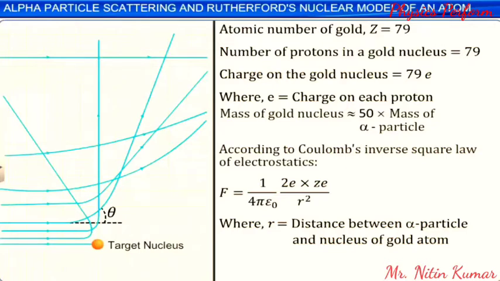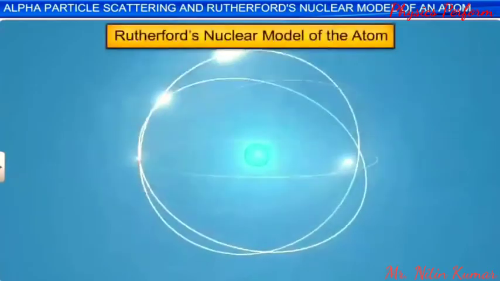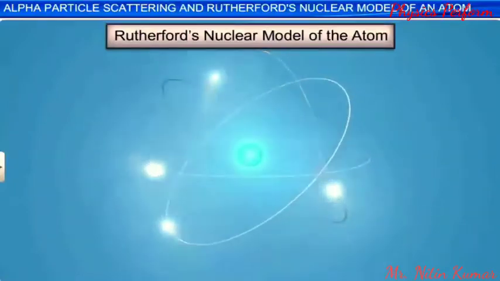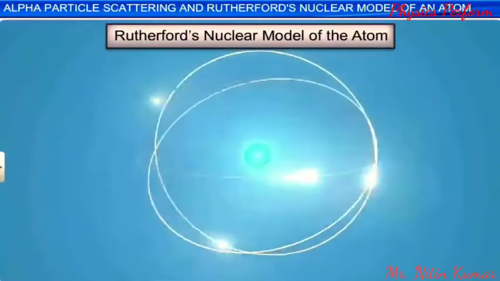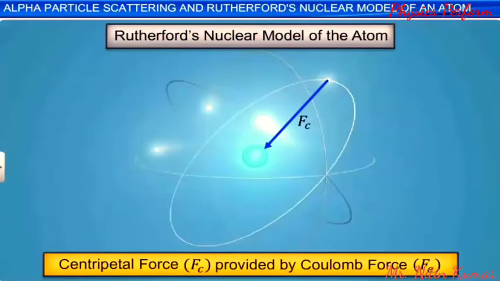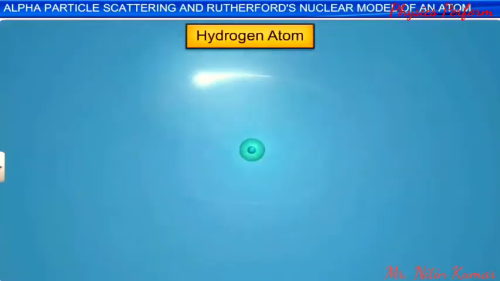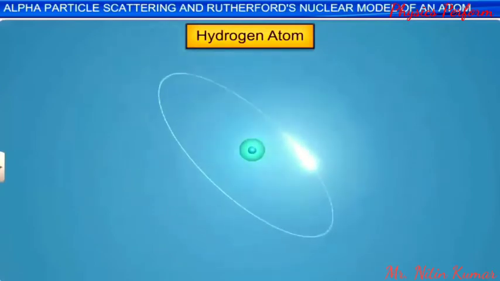According to the Rutherford model of the atom, the atom is electrically neutral. It was proposed by the Rutherford model of the atom that the centripetal force Fc on the revolving electrons was provided by the Coulomb force Fe of attraction between the electron and the nucleus to keep them in their orbits. Let us apply this concept to the case of a hydrogen atom. A hydrogen atom consists of one electron revolving around its nucleus, which is actually the proton.